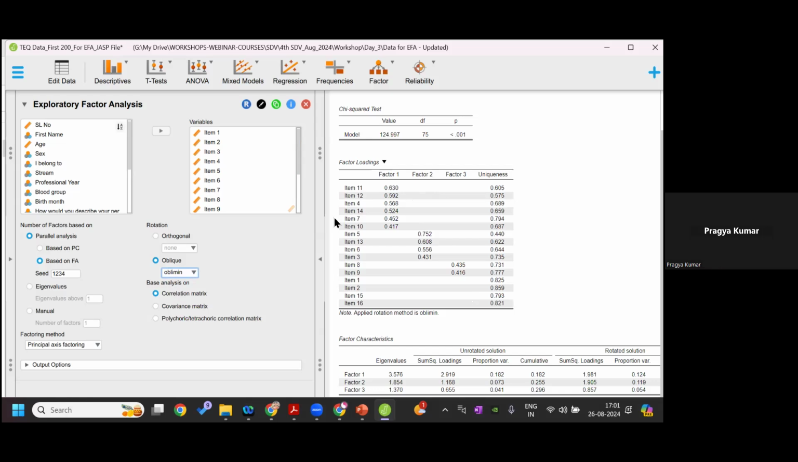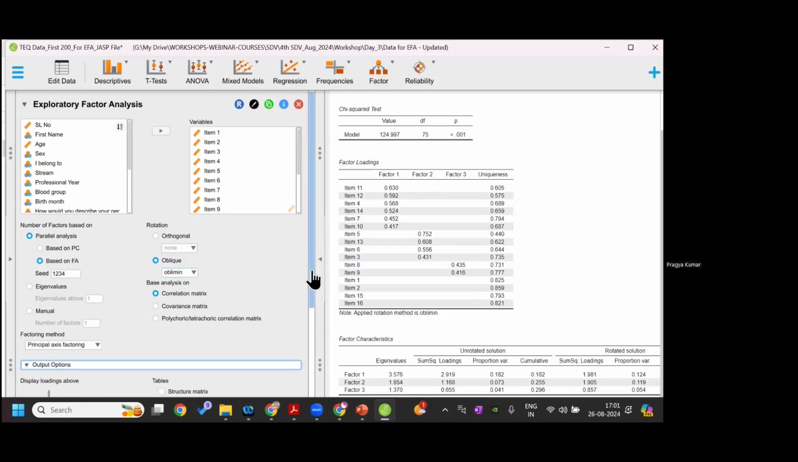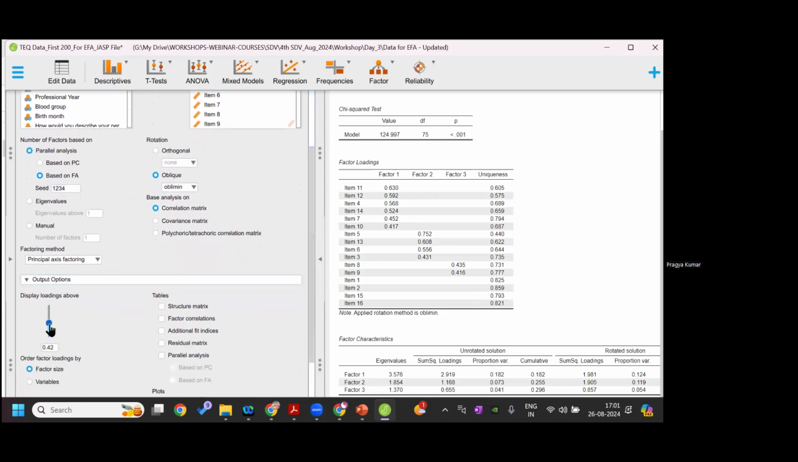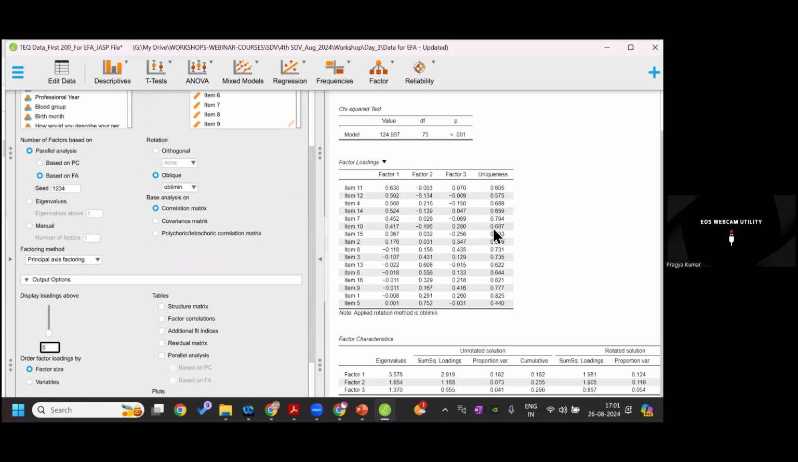So this is when I have kept the loading at 0 now. If you see this, what can you see? That all these 16 items are getting loaded on all the factors. Do you agree with me? What are these? These are lambda, which we discussed, the factor loading.